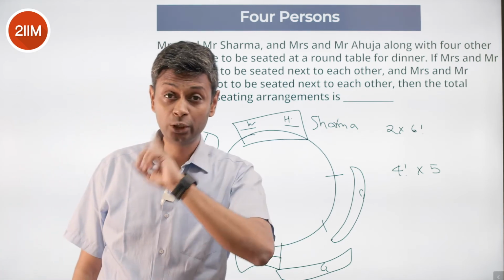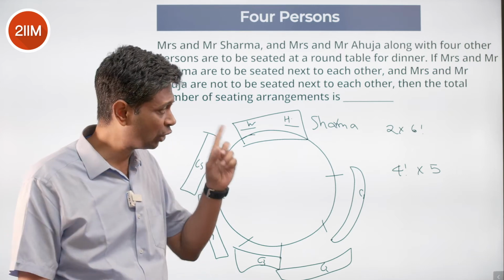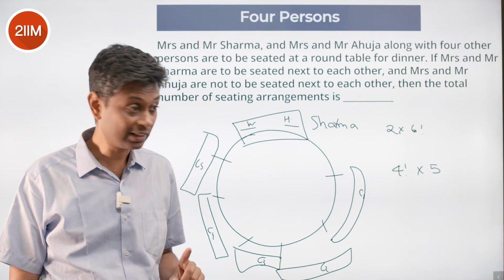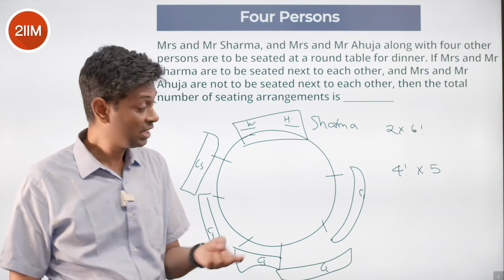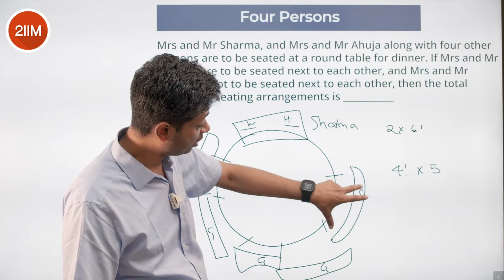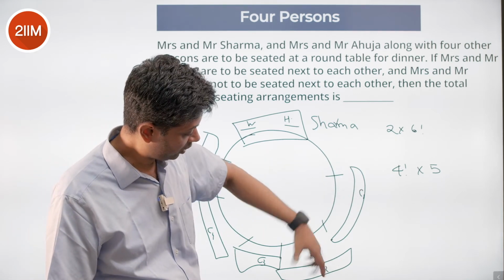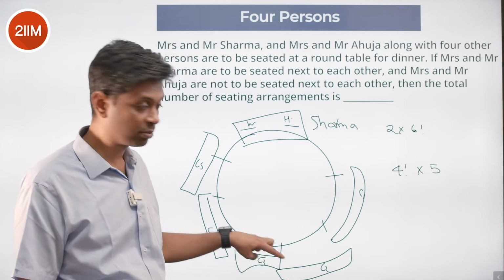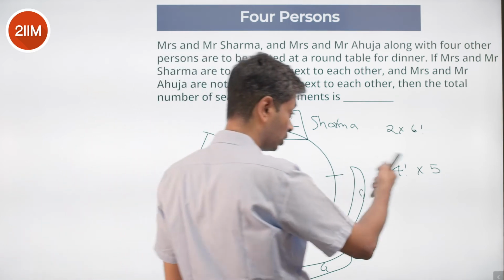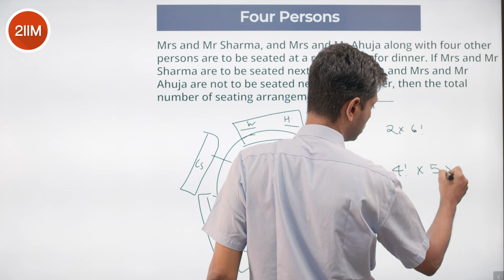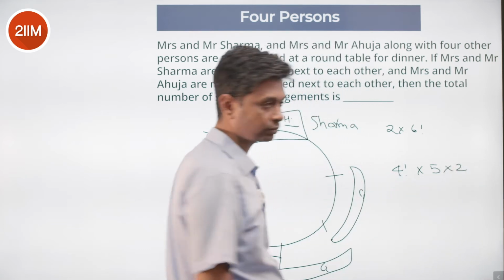One other thing that I need to remember here, which I kind of overlooked when I did this question originally, is the fact that Mrs. and Mr. Ahuja in each of these combinations could be husband and wife or wife and husband. So it is not just 4 factorial into 5, it is 4 factorial into 5 into 2.